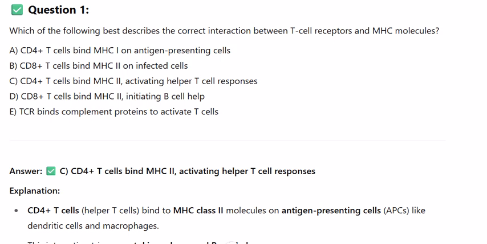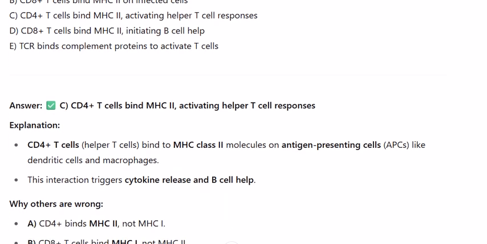Question 1. Which of the following best describes the correct interaction between T-cell receptors and MHC molecules? A. CD4 plus T-cells bind MHC-1 on antigen-presenting cells. B. CD8 T-cells bind MHC2 on infected cells. C. CD4 plus T-cells bind MHC2, activating helper T-cell responses. D. CD8 plus T-cells bind MHC2, initiating B-cell help. E. TCR binds complement proteins to activate T-cells. The answer is C.